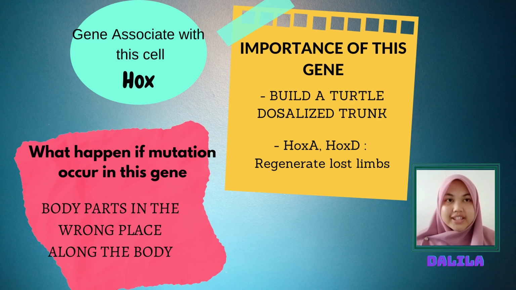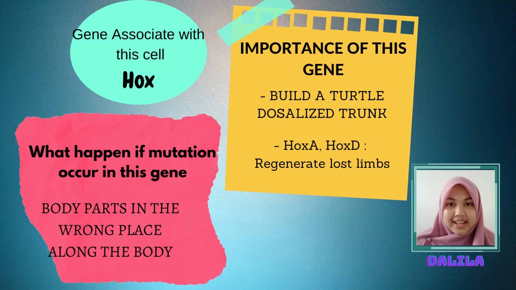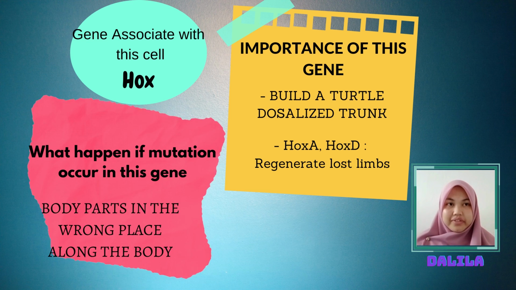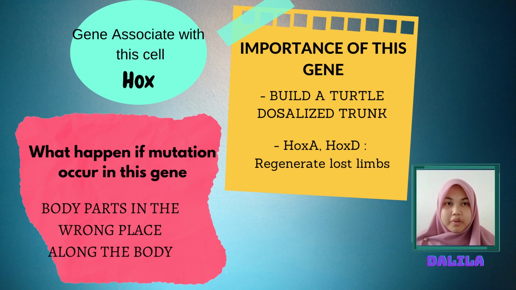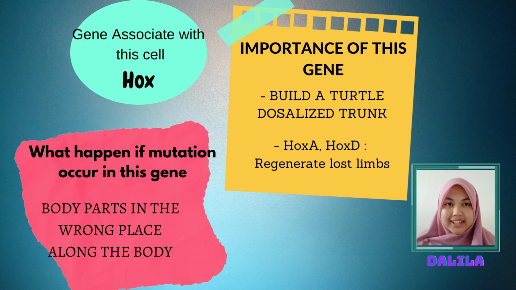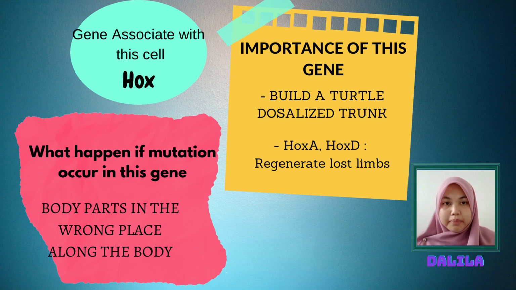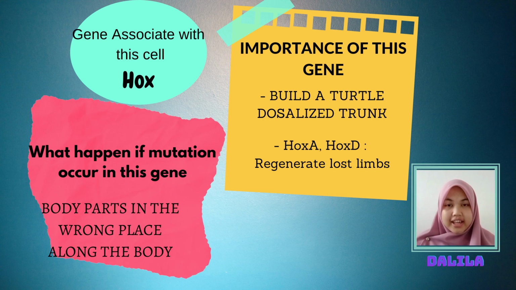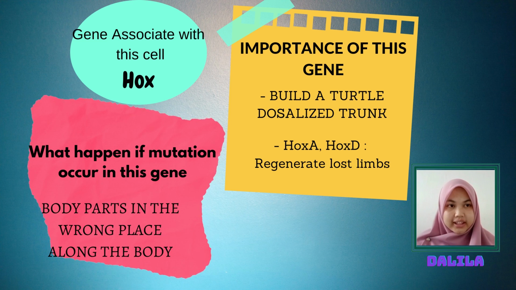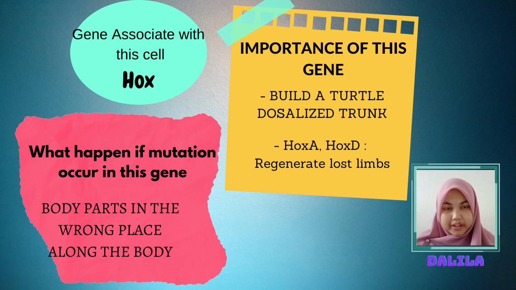A complete inventory of Hox genes in crocodiles, turtles, snakes, and lizards was reported in 2011. This gene provides the instructions to build a turtle's dorsalized trunk, yet changing environmental conditions bring occasional modifications in body plan architecture. Mutations in the Hox genes can result in body parts in the wrong place along the body.